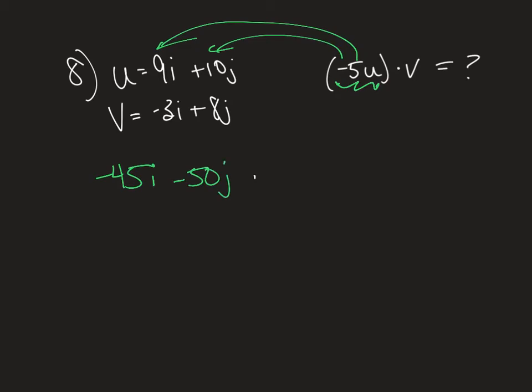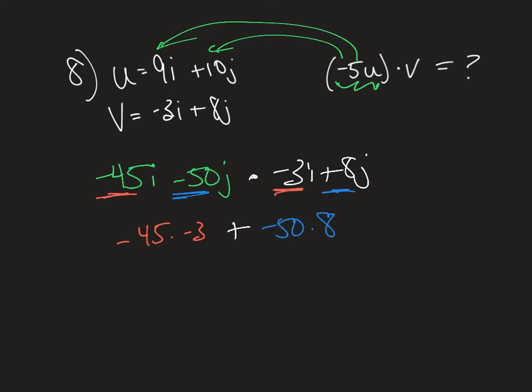And we're going to take that with the dot product, negative 3i plus 8j, right? So again, I just want the dot product of those two vectors. I just had to modify the u vector a little bit. And so dot product, the horizontal components, so negative 45 times a negative 3 plus the vertical components, negative 50 times the 8. So I get 135 here plus a negative 400 here. So my dot product there is negative 265.